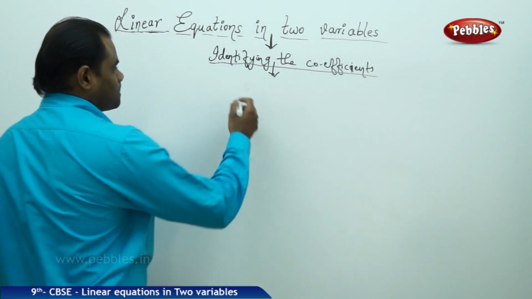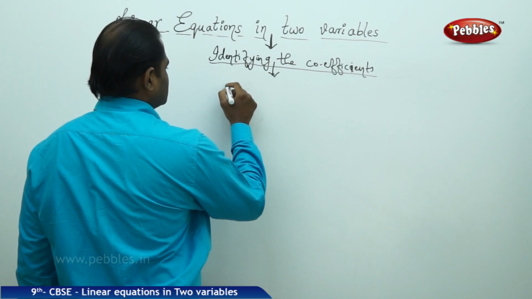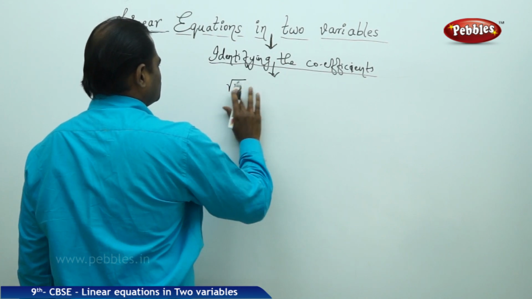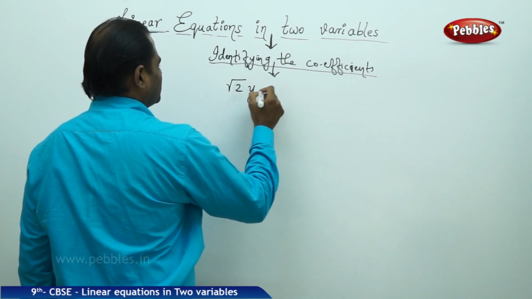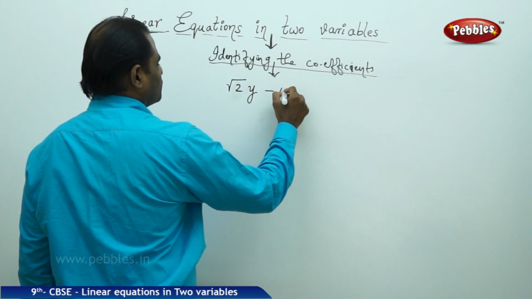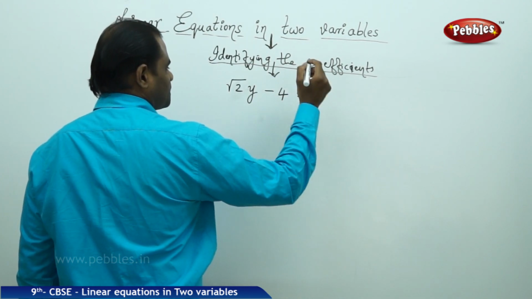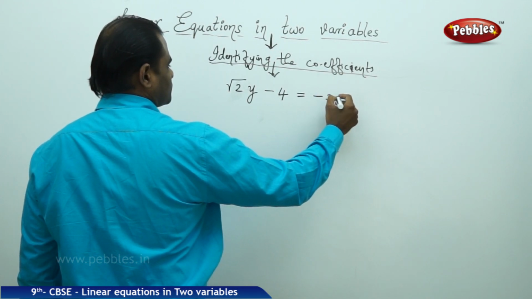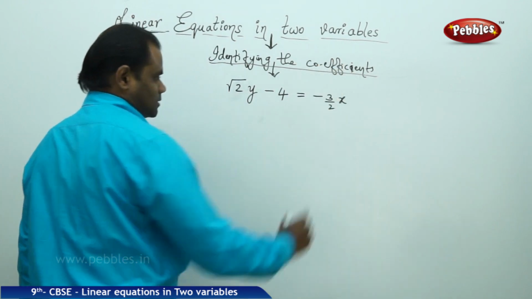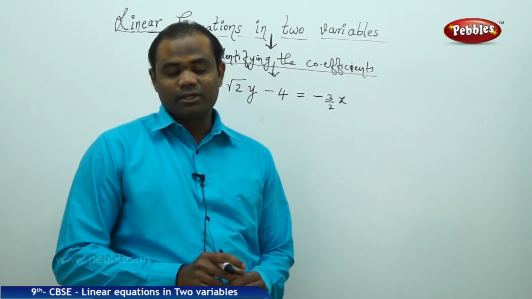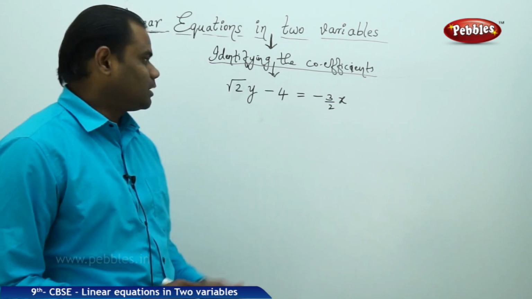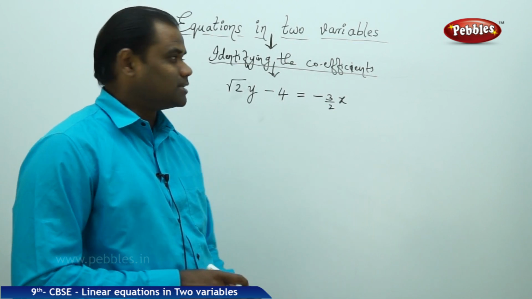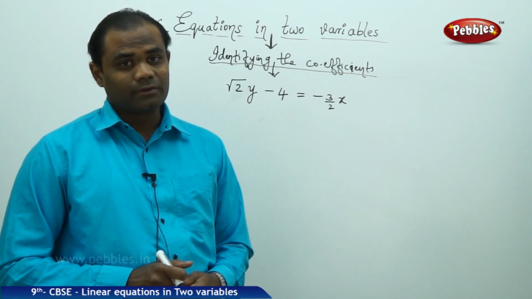Now here I have a question which says root 2y minus 4 is equal to minus 3/2x. Here I have an equation which is given in an unsimplified form. So let's see how we can find the coefficients A, B and C for this given linear equation.